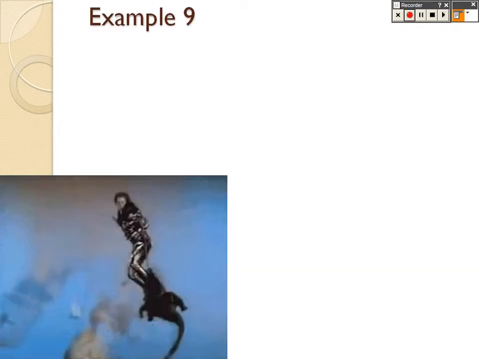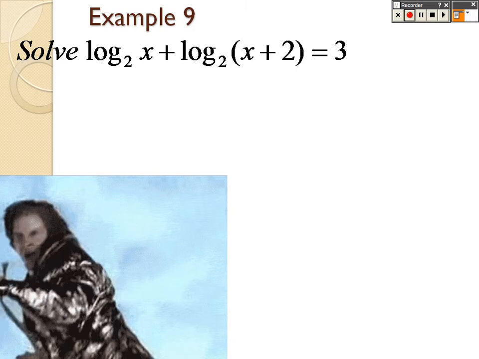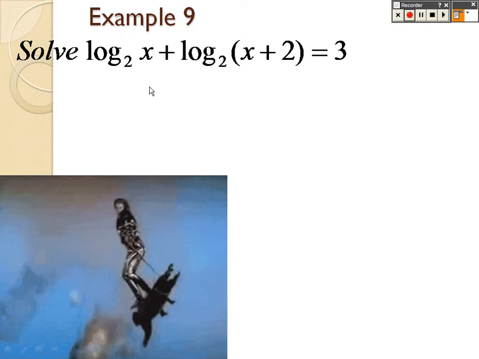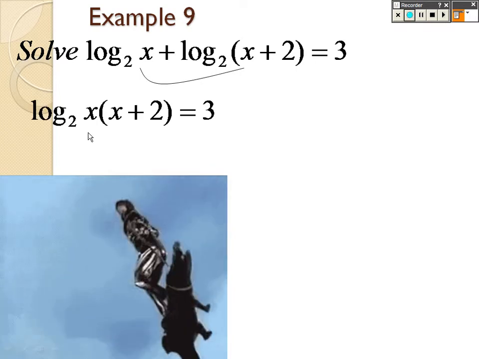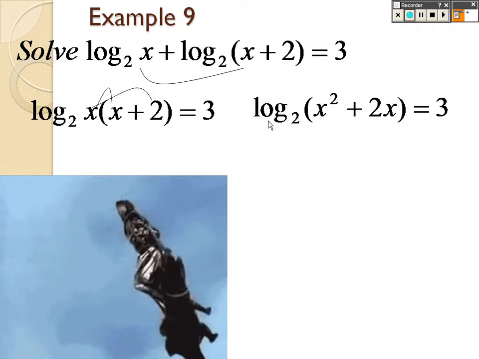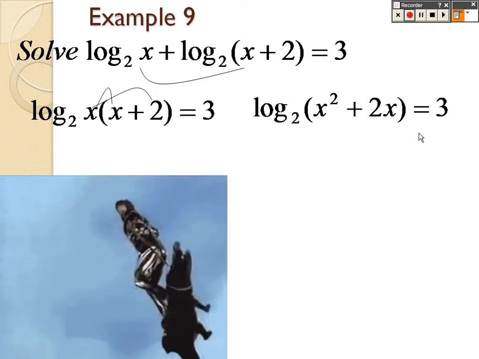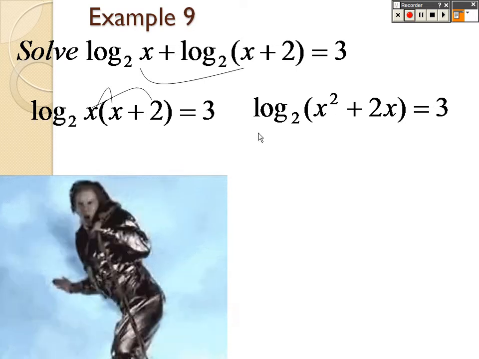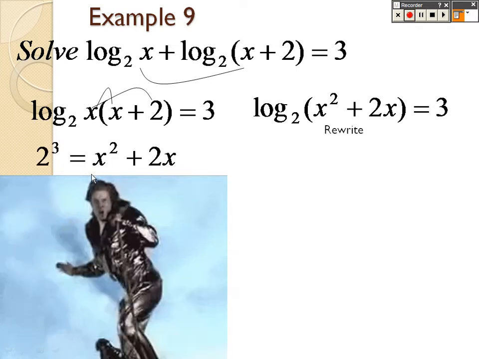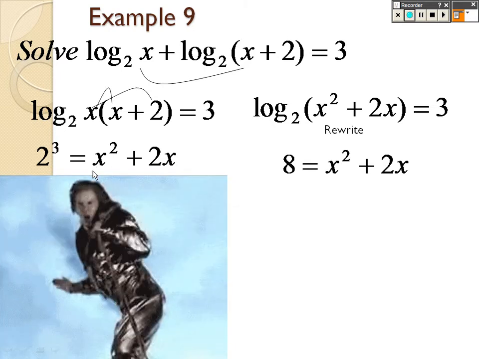So with this one now, because the logs are the same on this side, and it's addition, I can multiply those two together. And then x times the quantity x plus 2, when I distribute that through, I get x squared plus 2x. So when I go to rewrite this, that's a base 2. I put a big 2 on the bottom because that means those will cancel out. And I end up getting 2 to the third equals x squared plus 2x. Well, 2 to the third is 8.